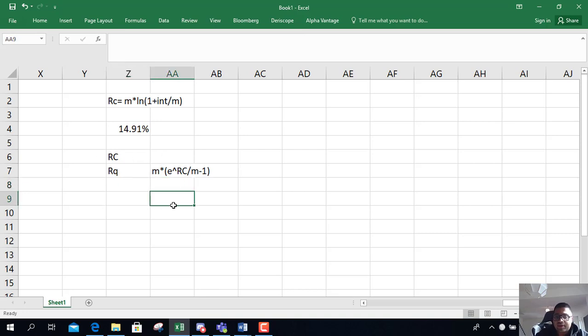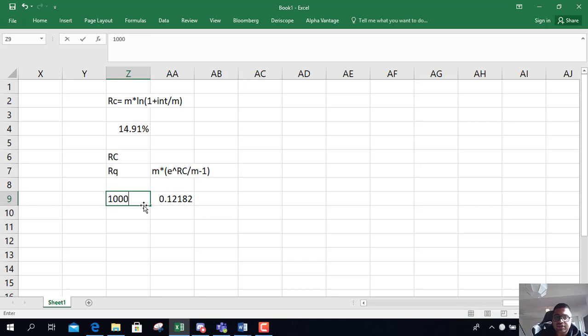So if you put it in the formula, you are doing quarterly compounding, so it is 4 into exponential, that is e to the power RC. What is RC? 12% divided by frequency 4. Okay, and minus 1. If you solve that, it is 12.18. So the quarterly compounding rate is 12.18%.